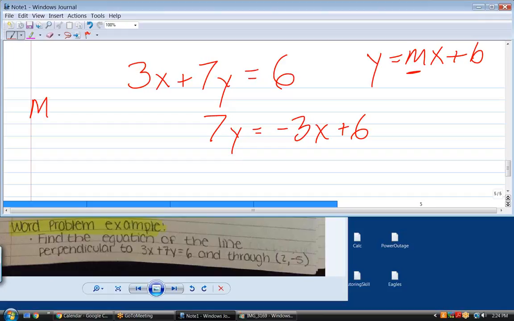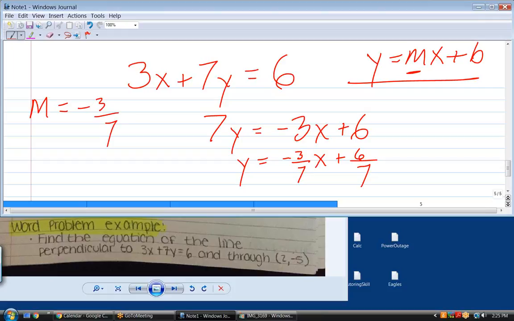So you would divide by 7. And that means dividing each term by 7. Right. Now, what's the slope? Wouldn't the slope be 6/7? Look up here. The slope is the number that is the coefficient of the x term. Oh, so it'd be -3/7. Correct. So that's the slope of this line.